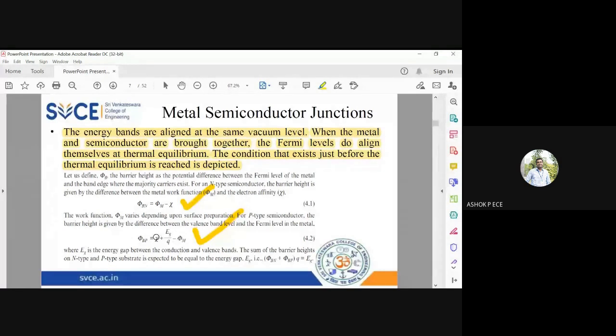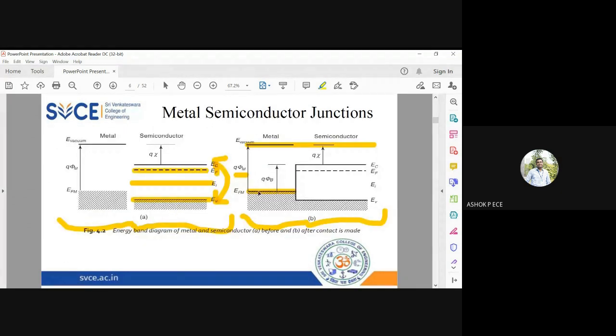For P-type, you will get the opposite: x minus phi m plus Eg by Q. Eg is the energy band gap between the conduction band and valence band. You know that for P-type material, the Fermi level is going to be near the valence band. So the complete construction of the P-type metal semiconductor junction is going to be different. You need to have from the conduction band till the end of the valence band, and near the valence band you will have the Fermi level. So you will definitely have Eg. But in N-type, Eg will not come because my Fermi level is above the valence band of my N-type semiconductor.